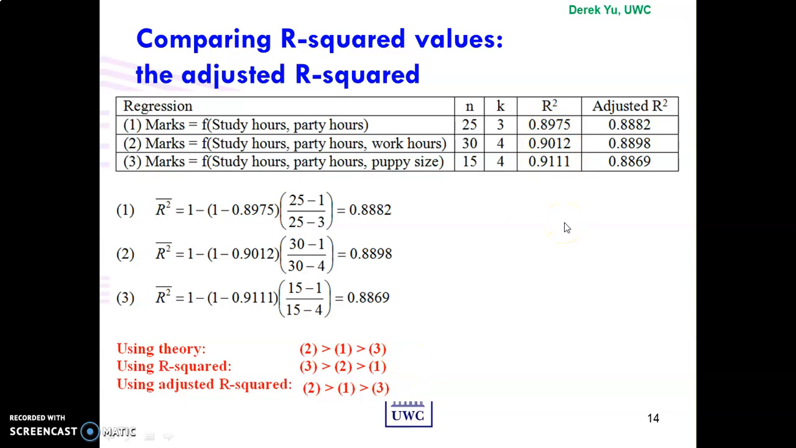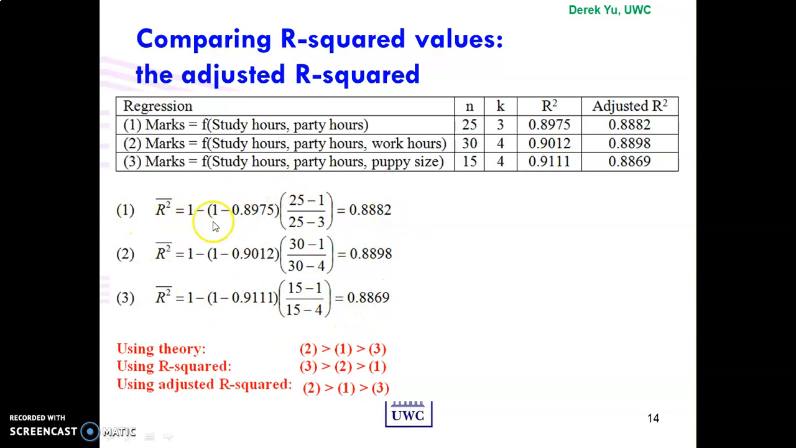But remember from the previous slide, we already talked about that. If n and k are different amongst the regressions, R square is the wrong indicator for comparing the goodness of fit. Strictly speaking, we should rather use adjusted R square. Luckily, all three regressions for the y variable are of the same form, in linear form, so it is possible to use adjusted R square to compare the goodness of fit of the three regressions.